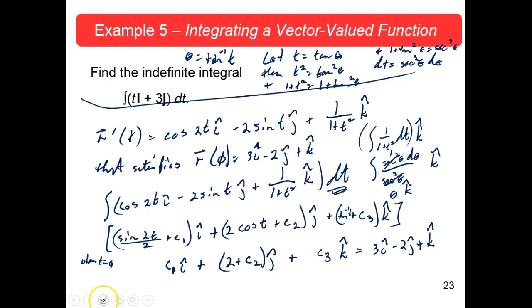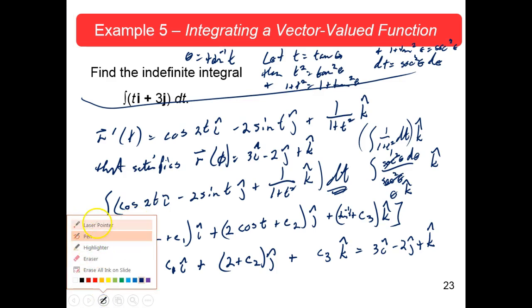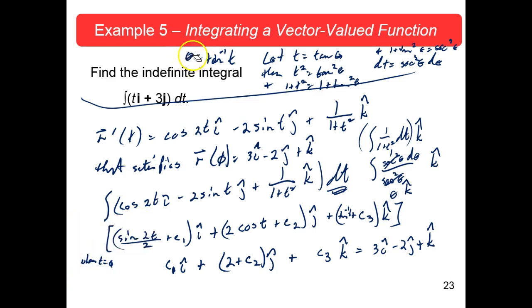Can I erase my stuff at the top? Yes, sir. This is where I'll write my final answer. Feels like Jeopardy, doesn't it?